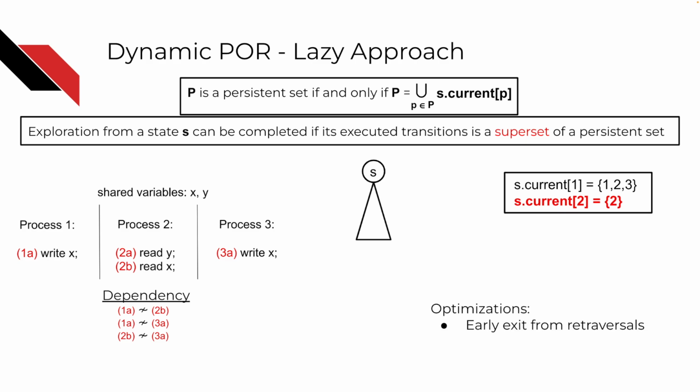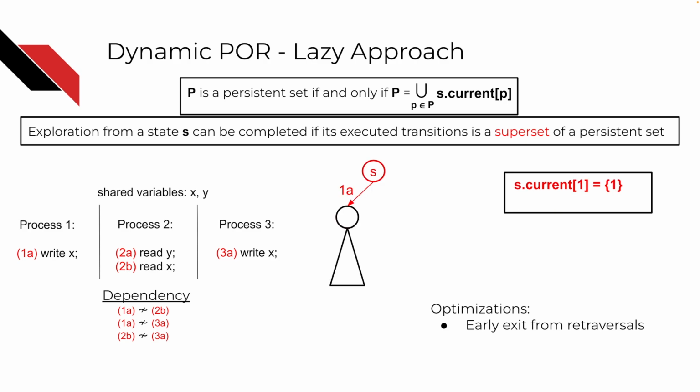When we compare these approaches, lazy is better than the eager as we showed in experiments. The reason is, during the search with lazy approach, fewer transition pairs are compared for their dependency relation. This is because lazy approach allows some optimizations such as exiting early from retraversals, and these optimizations are not easy or impossible to implement in eager.